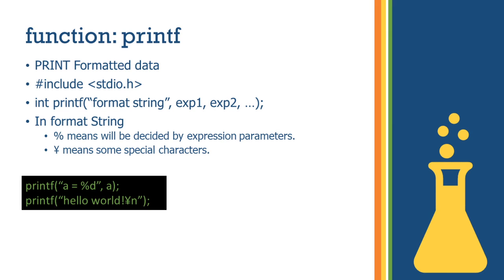You can see the first example. Our format string is "a = %d". "a = %d" means we want to output a equal to some integer value. The percentage pattern will be exchanged by the following parameters. In this case, %d will be changed by the value of variable a.